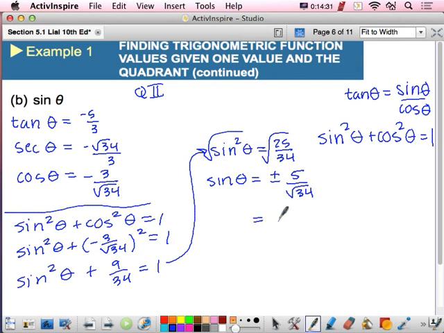So it's positive 5 over the square root of 34. But the second thing is we cannot, for our final answer, leave a square root in the bottom, so we have to rationalize. So we'll multiply top and bottom by the square root of 34. And that will equal 5 square roots of 34, all divided by 34.